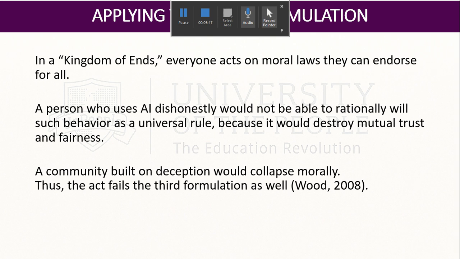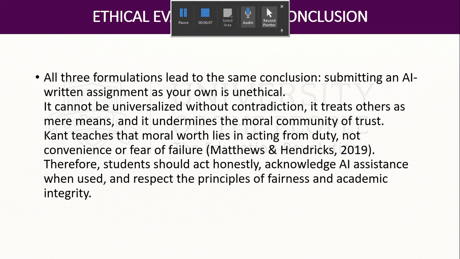The third formulation, the kingdom of ends: every act should come from a principle everyone could share. A person who cheats with AI cannot rationally wish for everyone else to do the same, because then honesty and fairness will disappear over time. A community like this cannot survive.